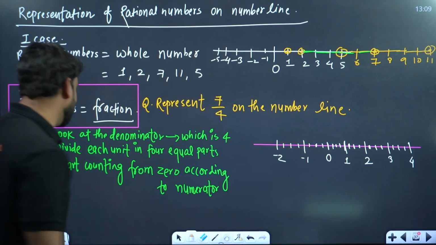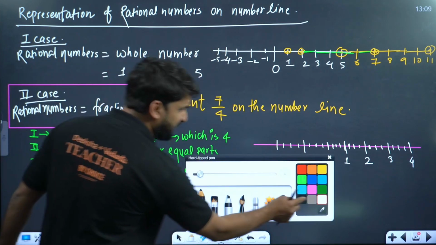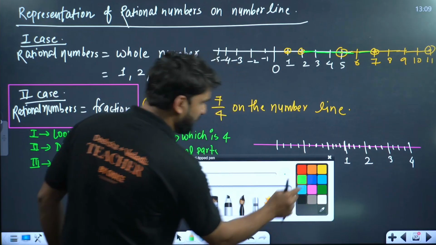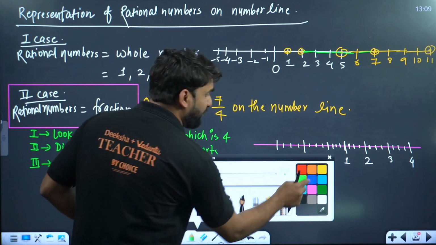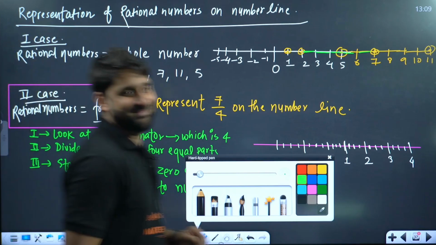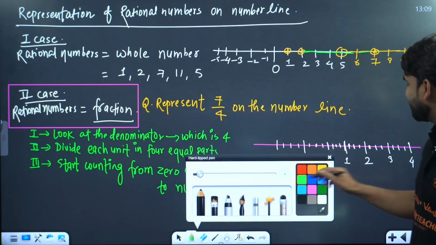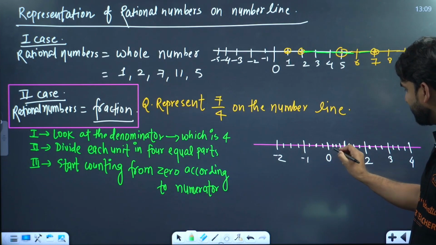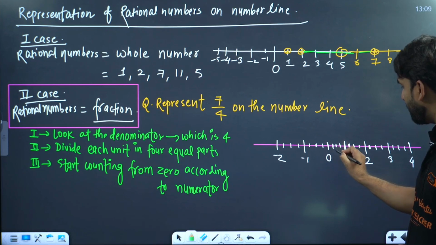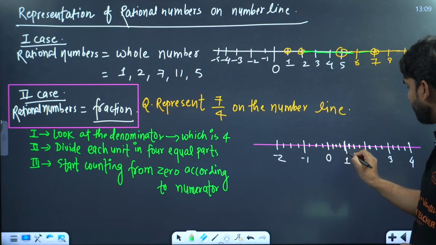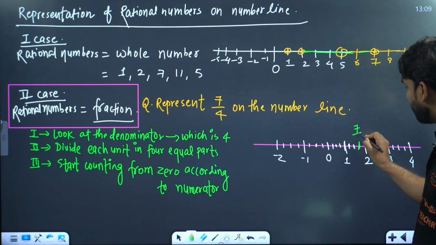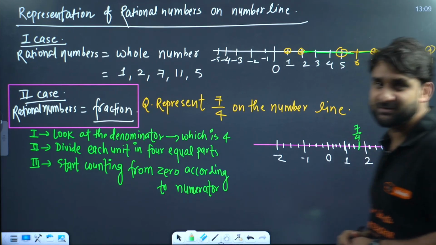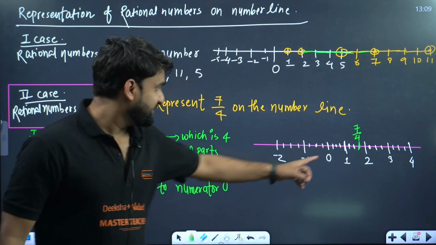Now moving ahead. What is the third point, everyone? Please focus on the third point. Start counting from 0 according to the numerator. So the numerator here is 7. So let's start counting here. This is 0. So 1, 2, 3, 4, 5, 6, 7. This is the answer that we require. This will be your 7 by 4.